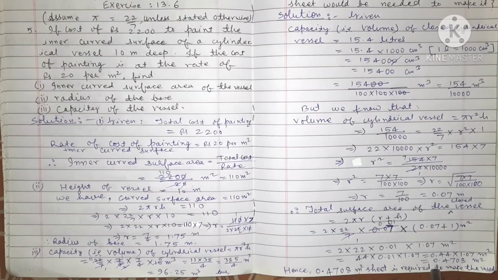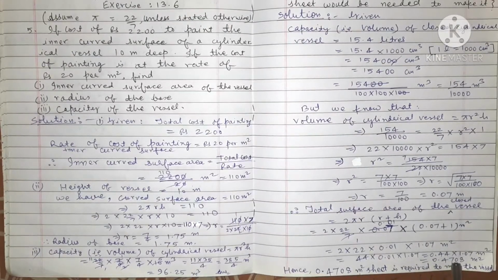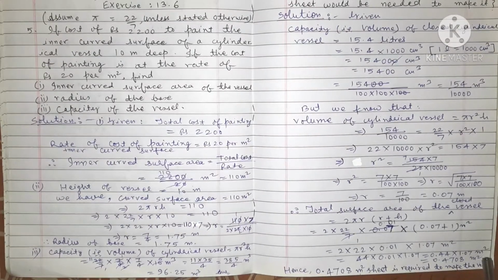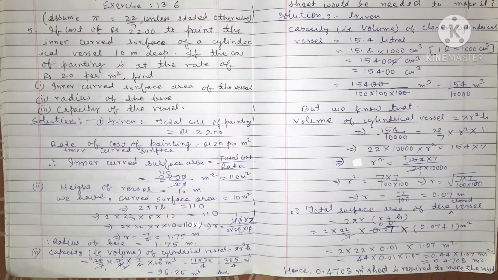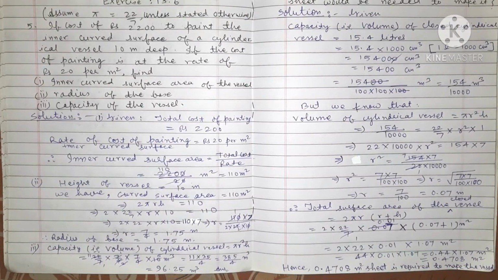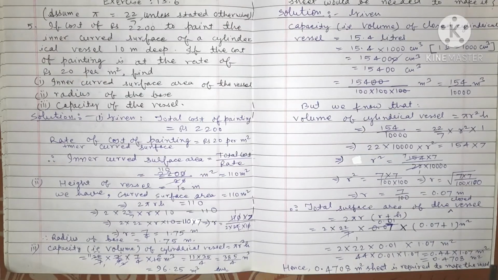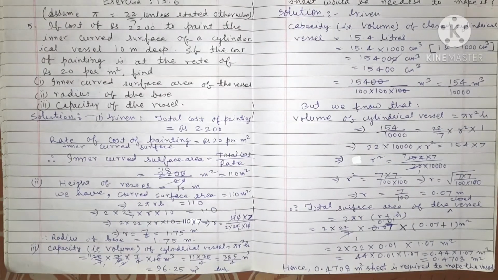After multiplication we get 0.4708 meter square. Hence 0.4708 meter square of sheet is required to make the vessel. This is the answer of question number 6.